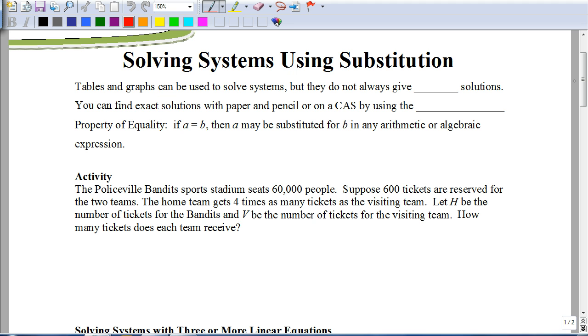So as far as what you can put in these blanks here, tables and graphs can be used to solve systems, but they do not always give exact solutions. Remember, we talked about that yesterday, the fact that when we graph, sometimes we're going to have to be rounding, we're going to have to estimate. It doesn't always give us the exact solution. So that's why we need another method, and we're going to focus today on that other method being substitution.